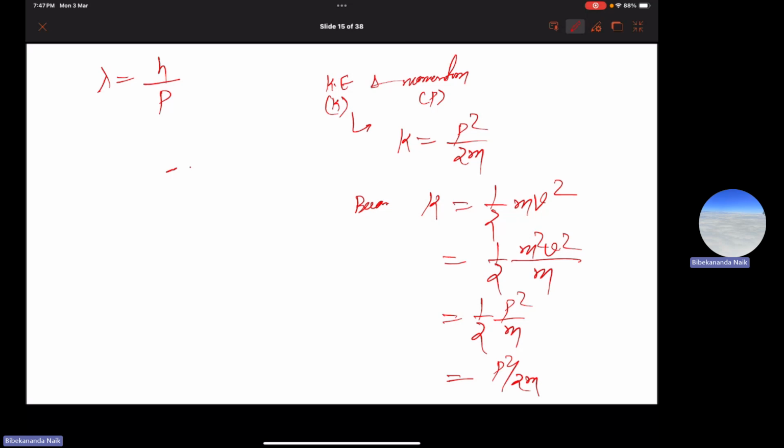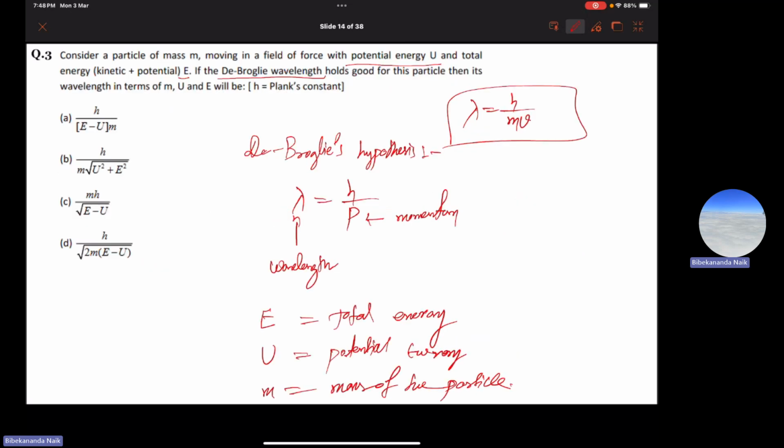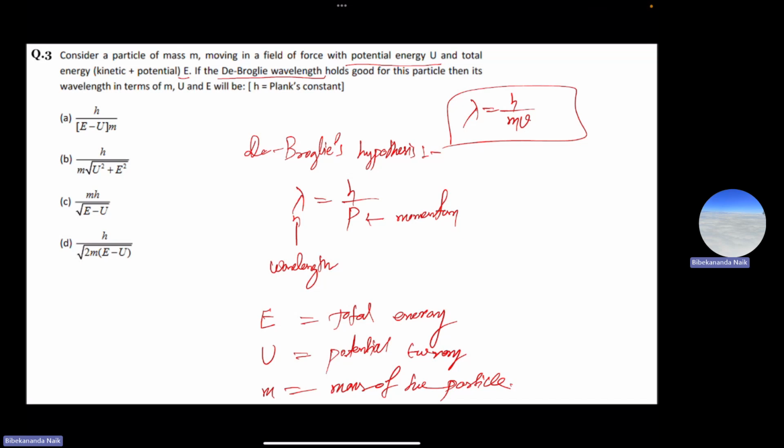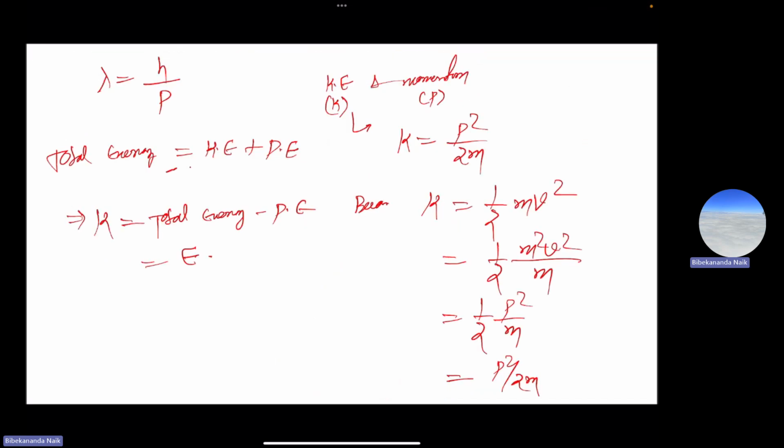Now K is p square by 2m. We know total energy is kinetic energy plus potential energy. So kinetic energy K will be total energy minus potential energy. And in our question, total energy is E, potential energy is U. It will be E minus U.